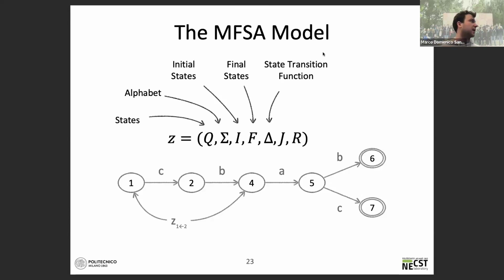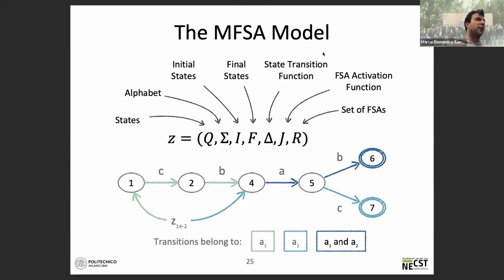We have, as in a classical FSA until now, also the state transition, so how an automaton can move from one state to another. But with respect to the standard FSA model, with the MFSA we have the FSA activation function, which, as anticipated, keeps track of which regular expressions are matching and which regular expressions can go further in the matching during the single traversal of the automaton. And of course, the set of identifiers for the regular expressions that we are considering.